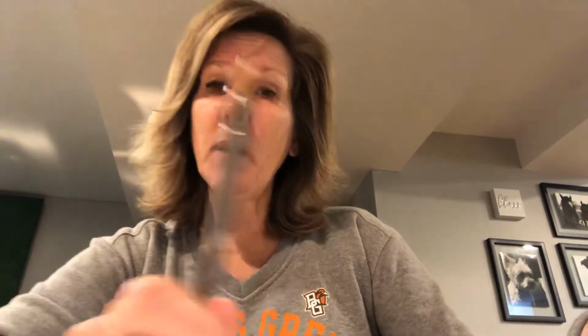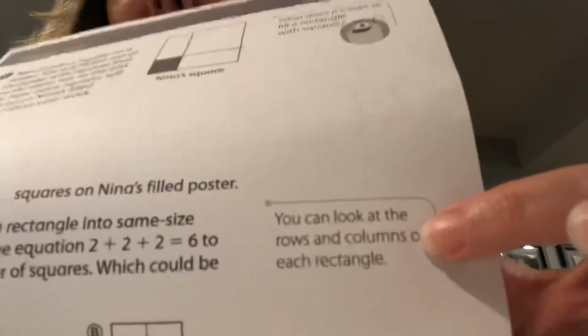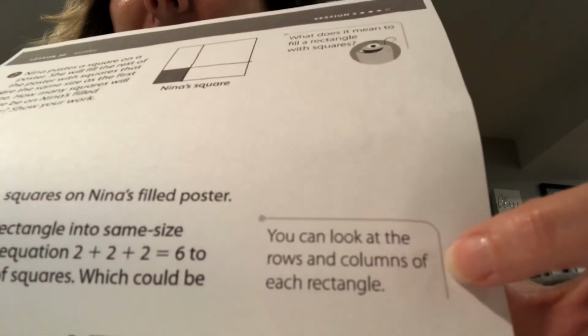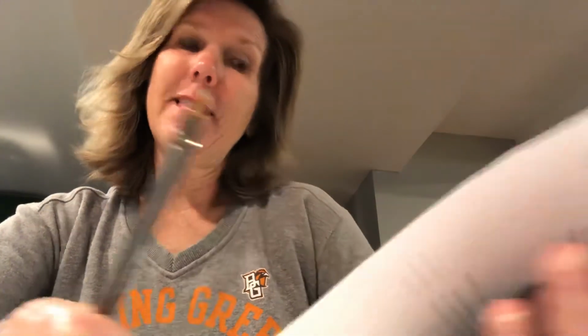And then number 3, it says Juan breaks apart a rectangle into same size squares. Remember, that is the key, same size. He writes the equation 2 plus 2 plus 2 equals 6 to find the total number of squares. Which one of these could be Juan's rectangle? And here's the hint over here. It says you can look at the rows and columns of each rectangle. So, you know, this is what I think I might do. So he writes the equation 2 plus 2 plus 2.